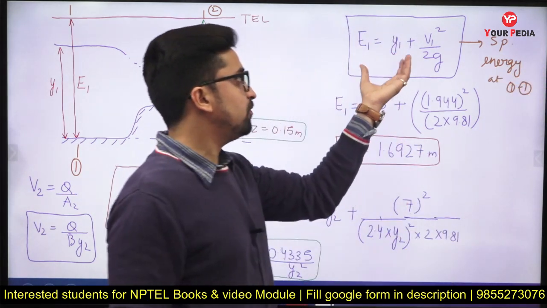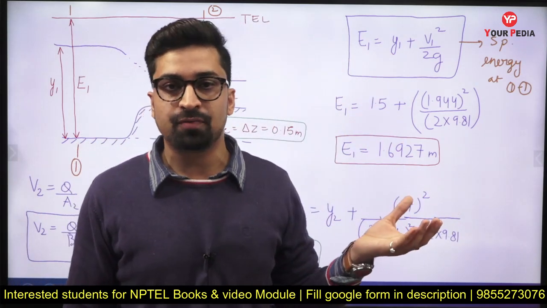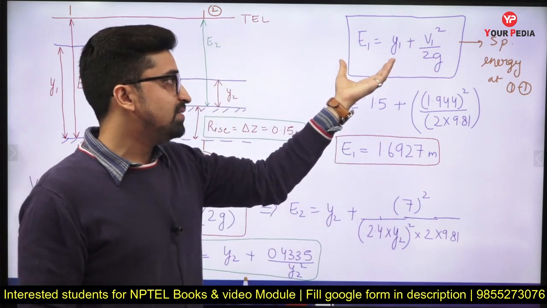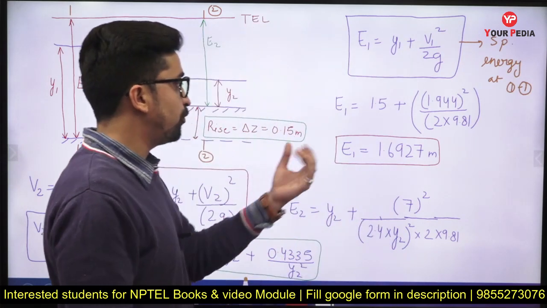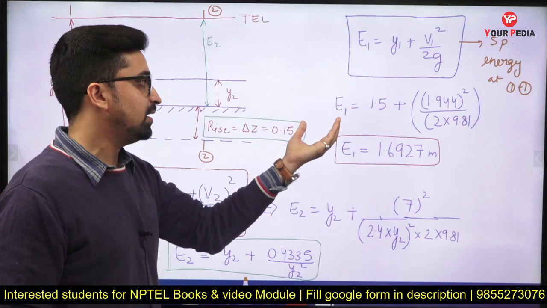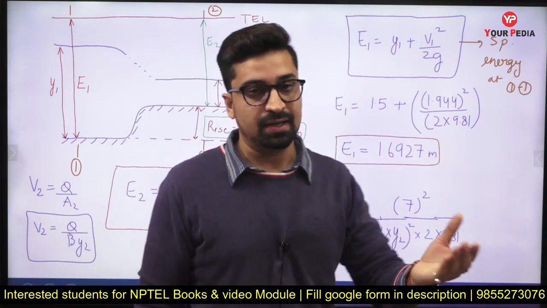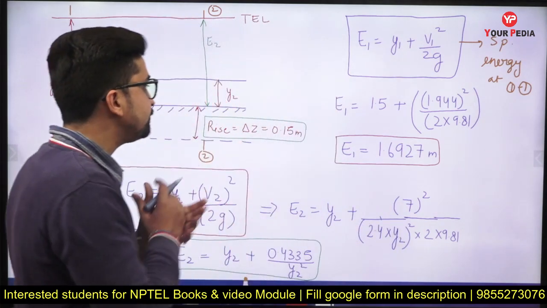So from this we know y1, which is 1.5 meter, v1 we also know, which is 1.944 meter per second, and g we also know. So we can easily find the specific energy at section 11 as well. When we substitute the values, we will get the E1 value as 1.6927 meters. So this is basically the specific energy at section 11.